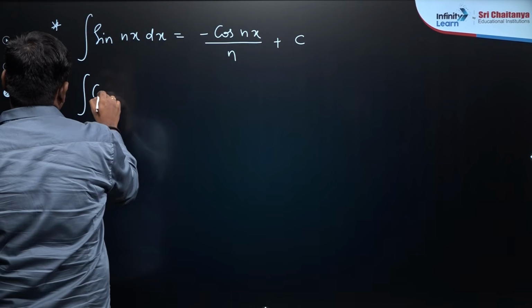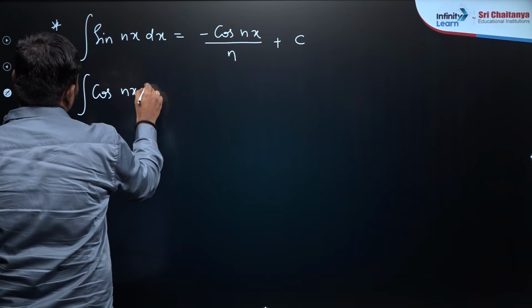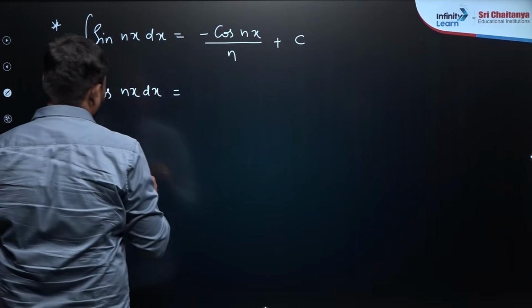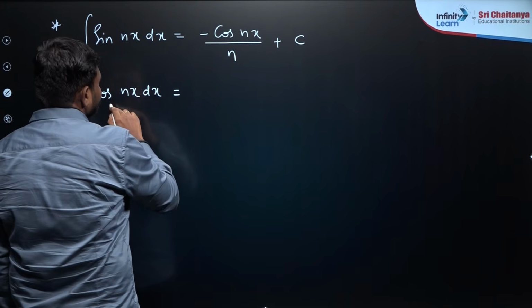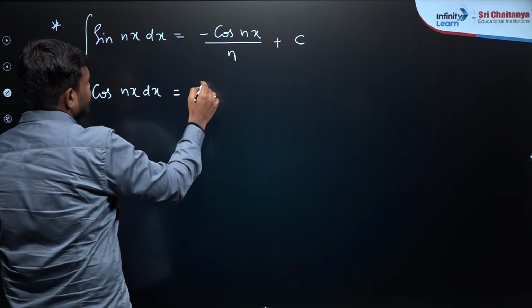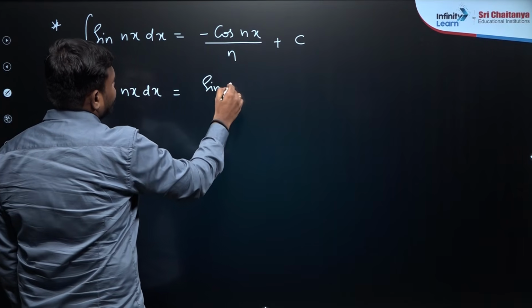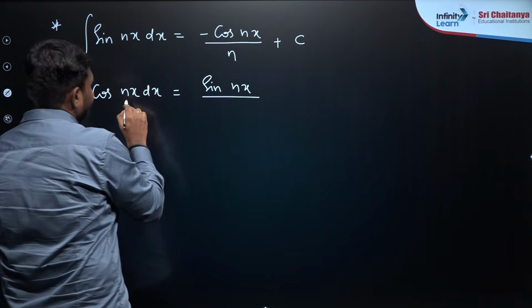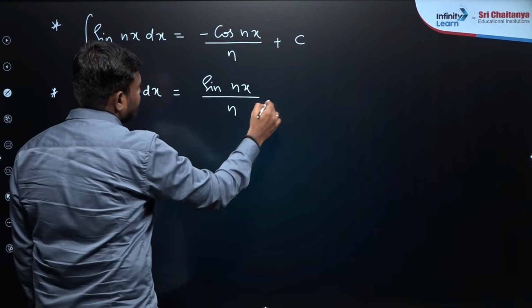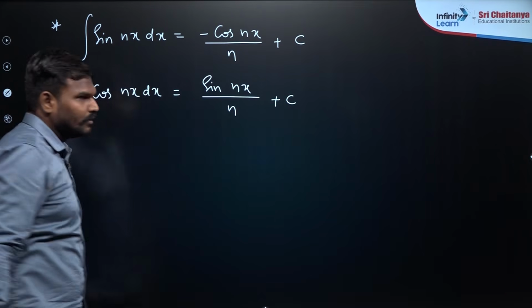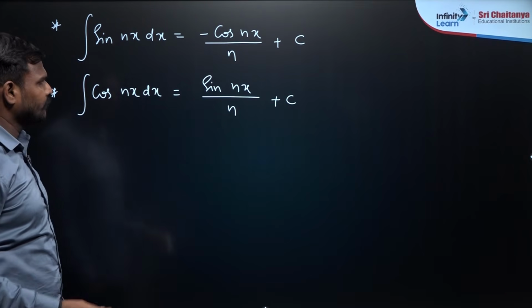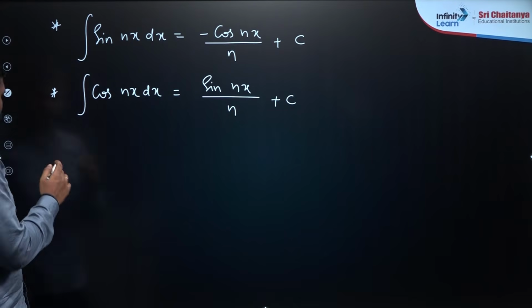And integral cos nx. What is the integration of cos nx, sir? Integration of cos of something is sine of something, divided by the derivative of the inner function. The derivative of nx is what, sir? n. Okay, right. Next, one more formula, sir.